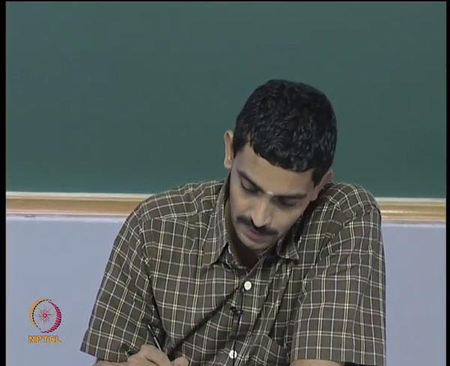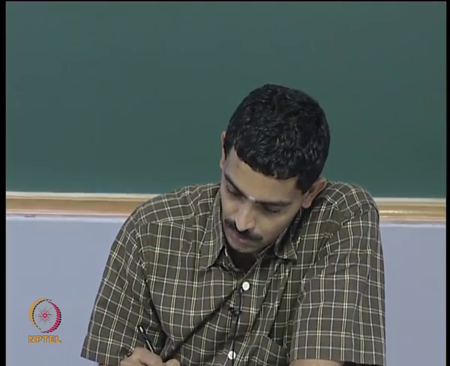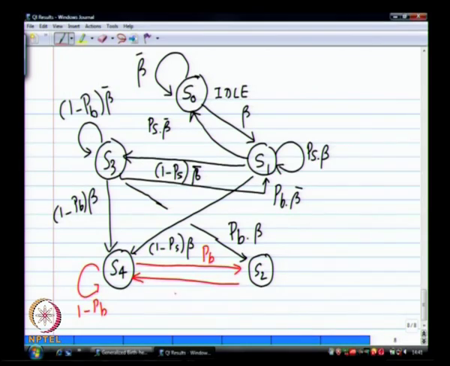So therefore this is simply going to be 1 minus PB. Only two transitions from S2: I am attempting in this particular slot, and either I am successful or not successful. New packets don't make a difference because the queue is already full. So if I do not succeed, 1 minus PS, and if I succeed, PS.